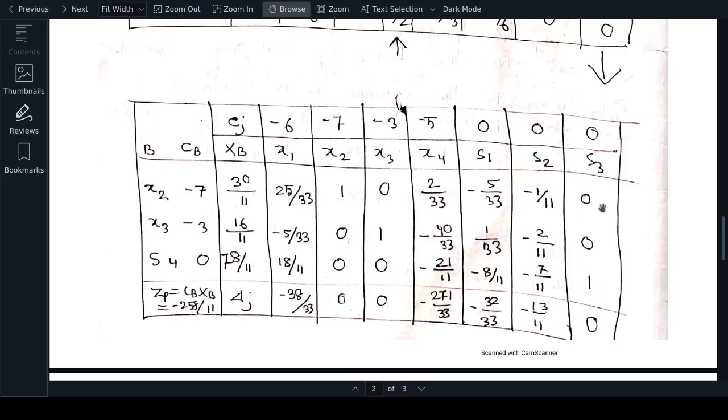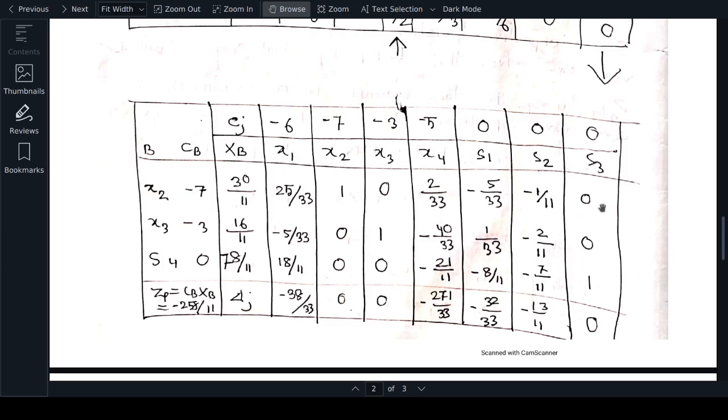Right? So here XB is what? 30 by 11, 16 by 11, 78 by 11. All are positive, and delta J is less than or equal to 0. Then this gives us an optimal solution. So the optimal solution is what? In the third table X1 is absent, so X1 is 0. X2 is 30 by 11. X3 is 16 by 11. And X4 is absent, so this is 0.